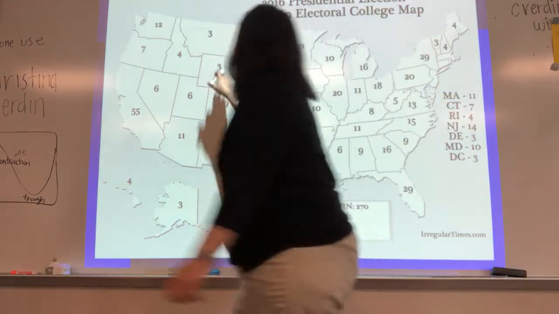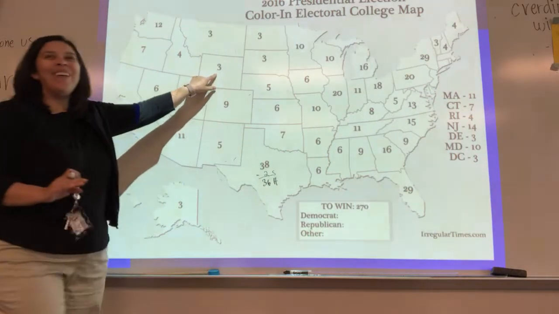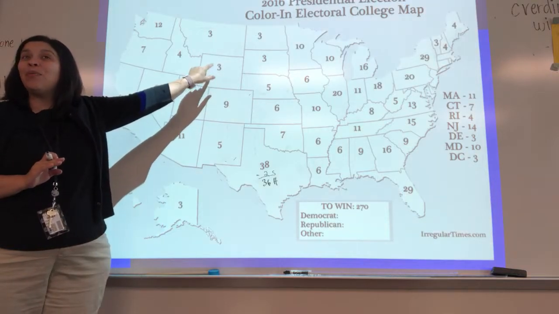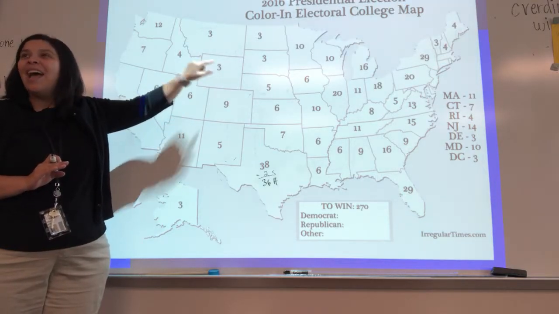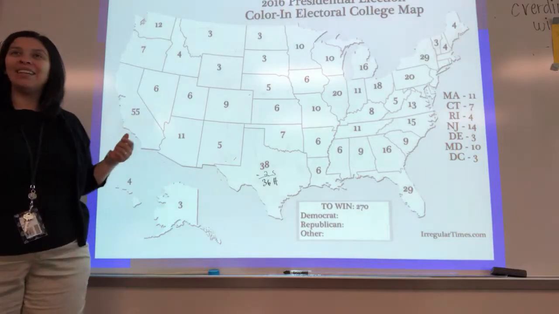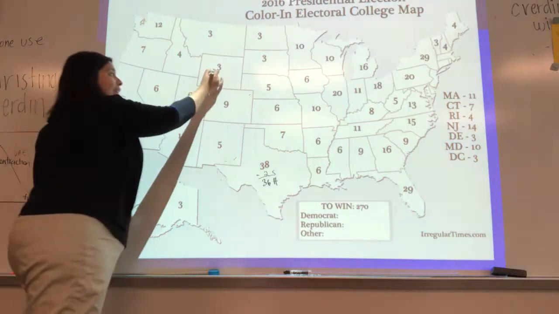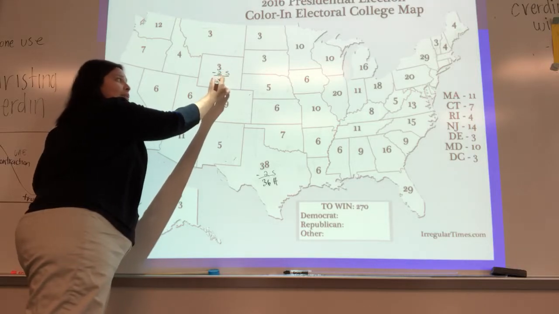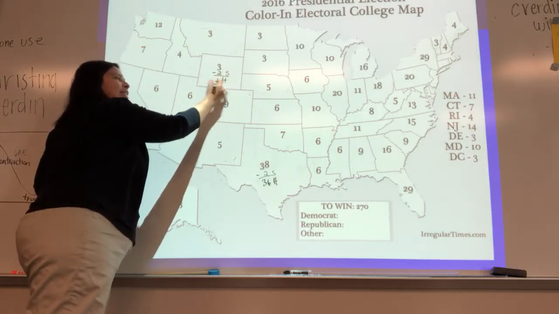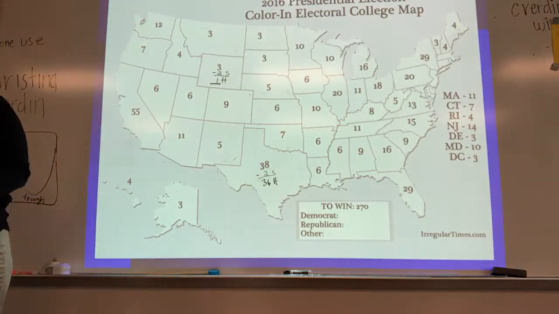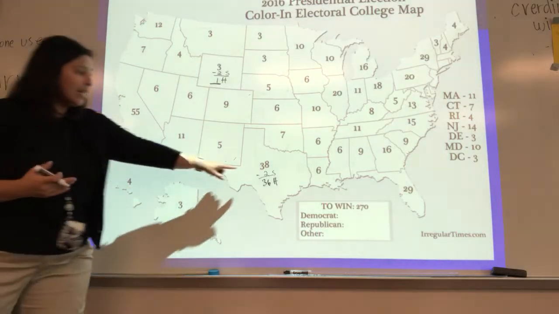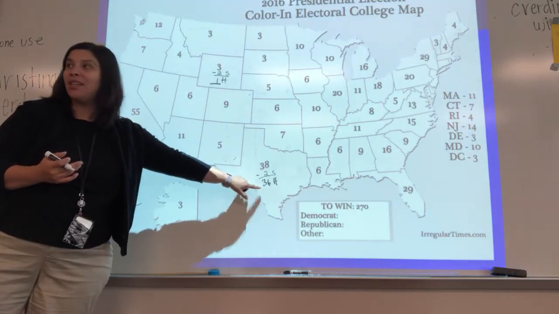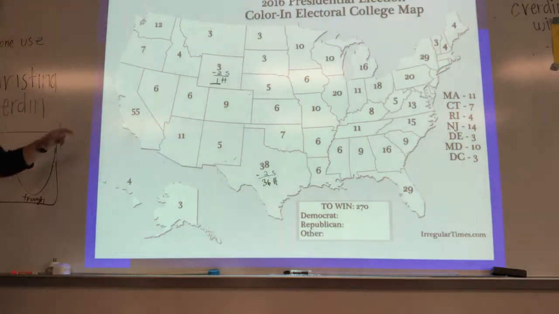Let's go to this state right here. Oh, okay. Wyoming, poor Wyoming. It has 3 people in the Electoral College. How many does it have in the Senate? 2. Every state gets 2. So they have 2 senators. So how many do they have in the House? What does this number tell me about their population? It's very small. I come to Texas and we have 36. What does that say about Texas population? It's very large.